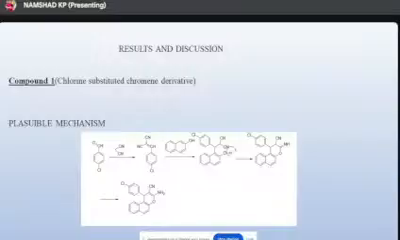The reaction proceeds through a plausible multi-step mechanism. Initially, the malononitrile undergoes a Knoevenagel condensation with an aromatic aldehyde under basic conditions to form an activated olefin intermediate. Subsequently, 2-naphthol participates in Michael addition to this intermediate. This is followed by intramolecular cyclization, resulting in ring closure and formation of the chromene skeleton. Finally, tautomerization leads to the formation of a stable chromene derivative.